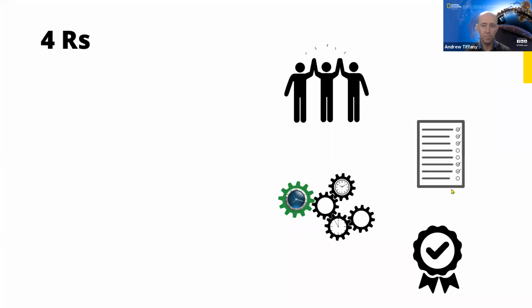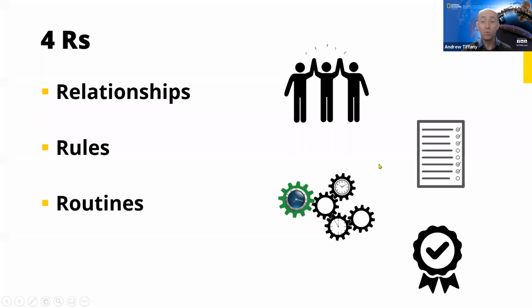Respect, okay, that's a good one. Rewards, recognition, relationships. You've already got 2 of them. Response, okay. Review, okay. Rules, okay, that's number 3. Routines, good, you guys have got them all, well done. Okay, so the 4 R's: relationships, rules, routines, and rewards. So let's talk quickly about each of these 4, the 4 R's.